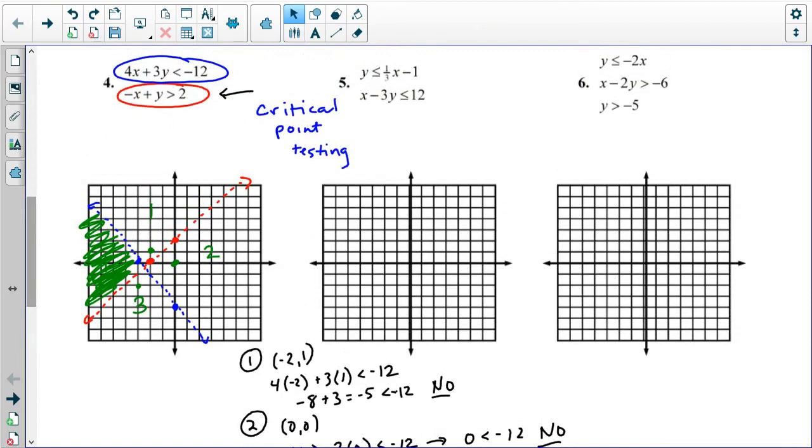So that's your first check into critical point testing. I'm going to pause this, and then numbers 5 and 6 are going to pop up on the screen, and we'll talk about them for a minute before the video is over.